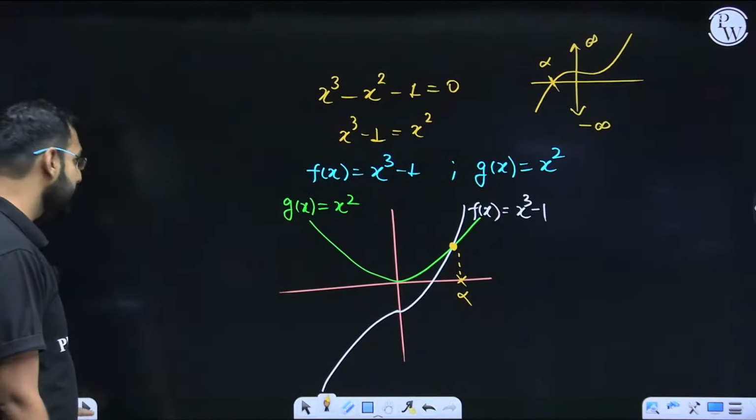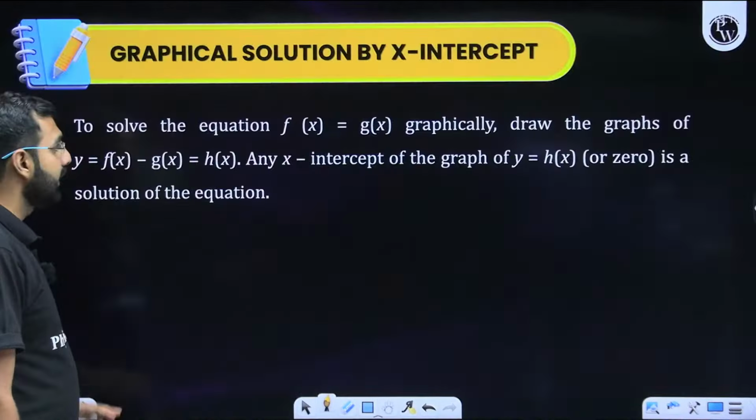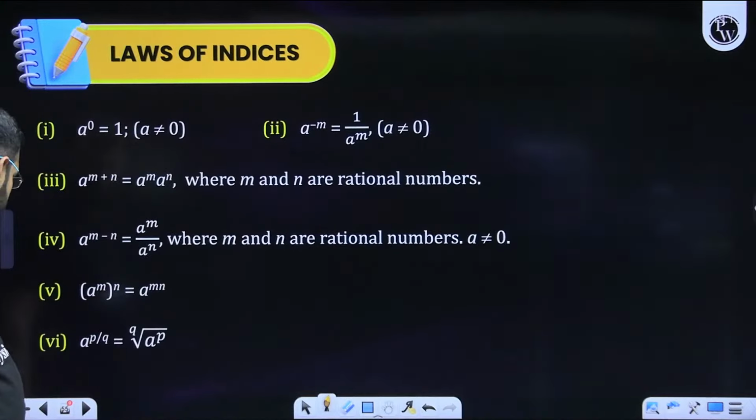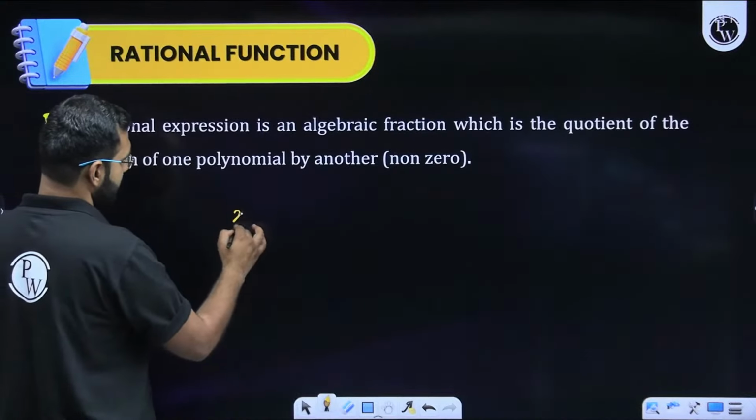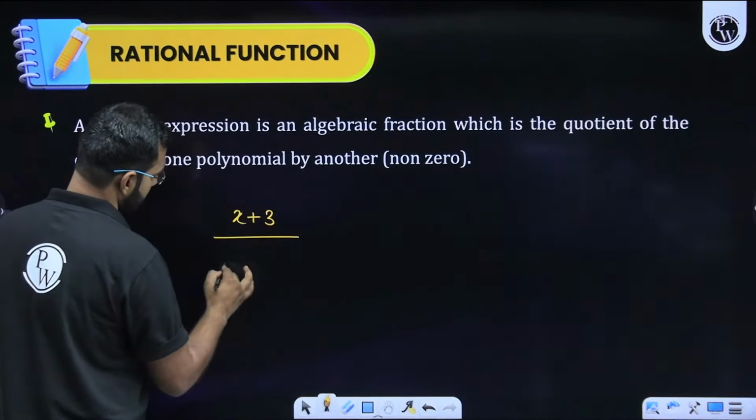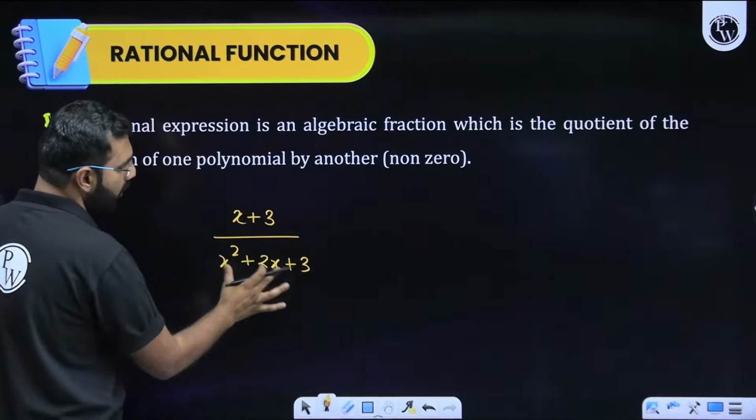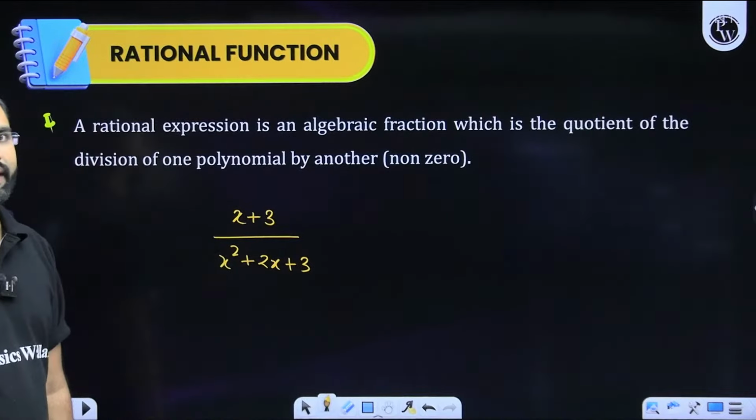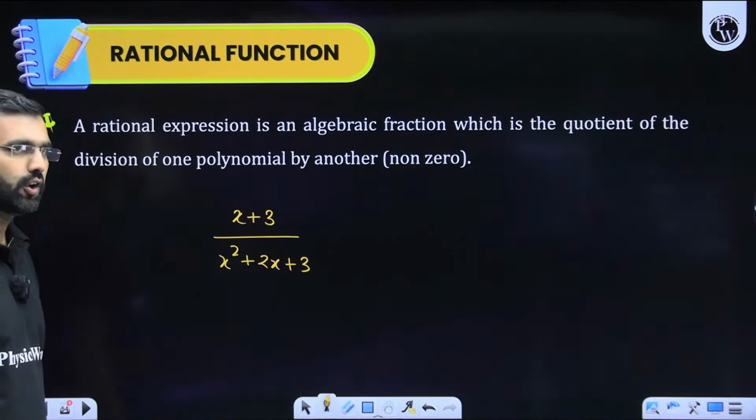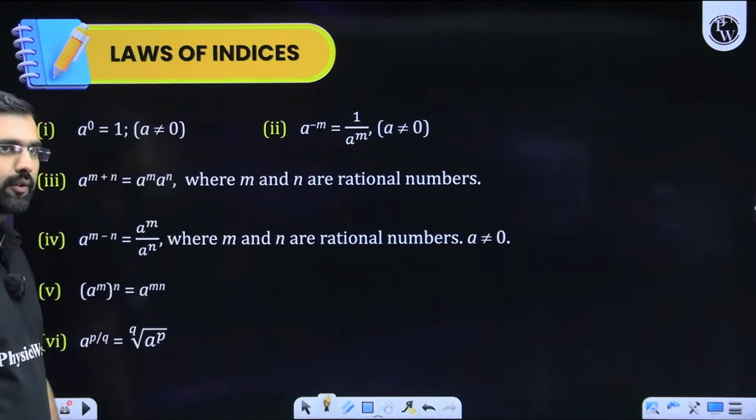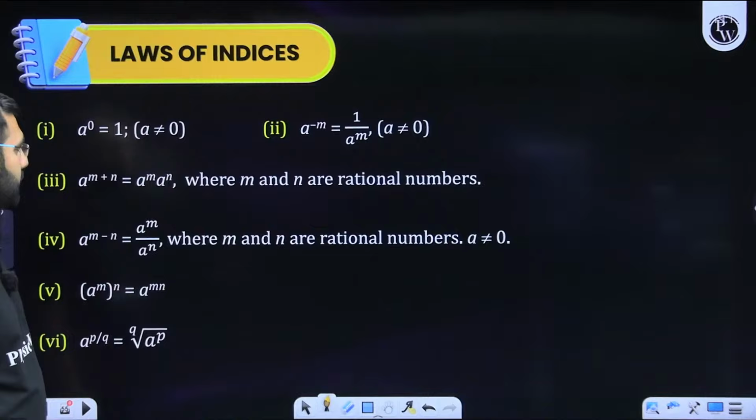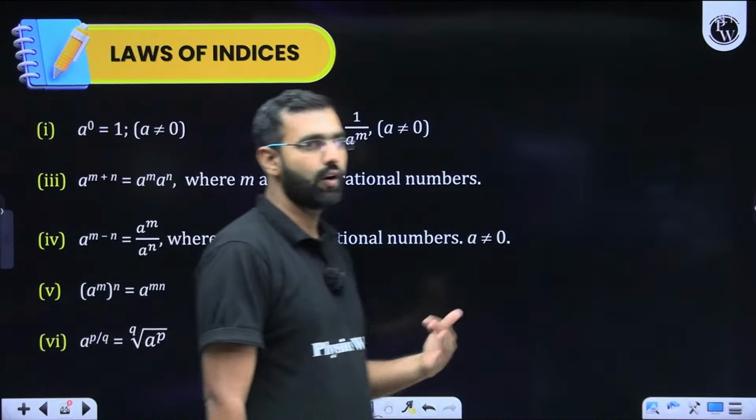Now, from here, when I go ahead, let's talk about a few more things as we have already discussed this part. A rational function is simply another category of function, a function like this. Let's say you have x plus 3 divided by x square plus 2x plus 3. Such functions, a polynomial upon a polynomial, are said to be rational functions. We'll talk about this when we talk about functions. Don't worry about that. But now we talk about the law of indices.